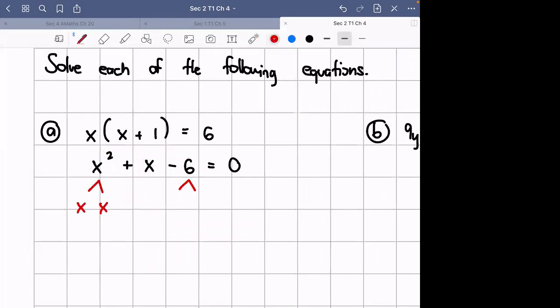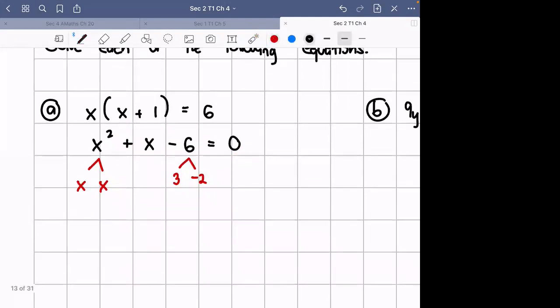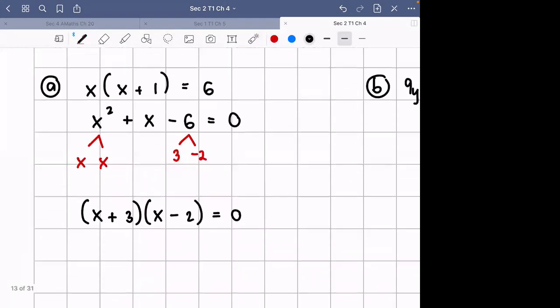So it's positive 3 and negative 2. When you multiply this, you'll get negative 6. When you add this, you'll get positive 1. So this is the right combination. Okay, so we have x plus 3, then we have x minus 2 equals 0. These are the factors of our question.